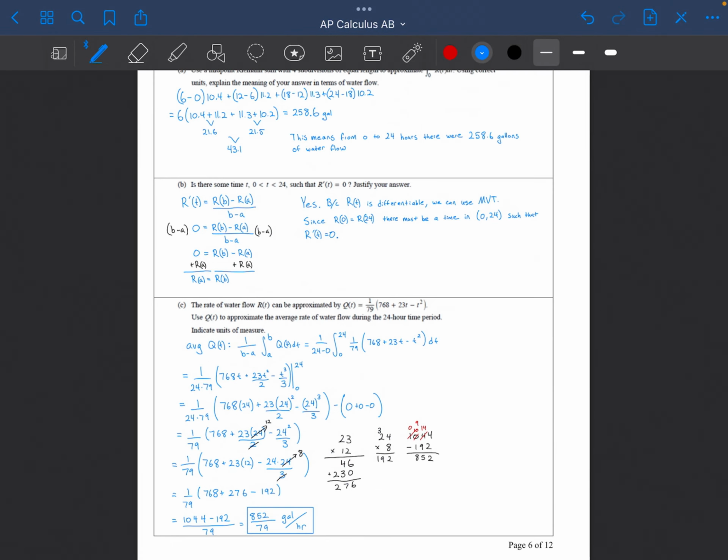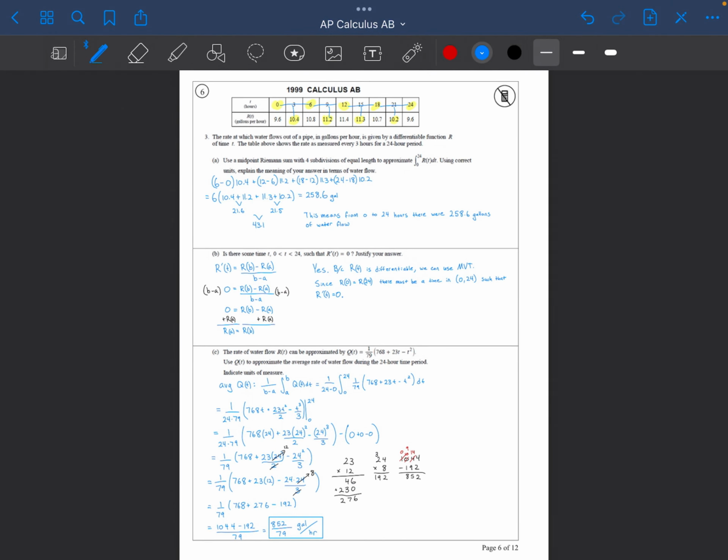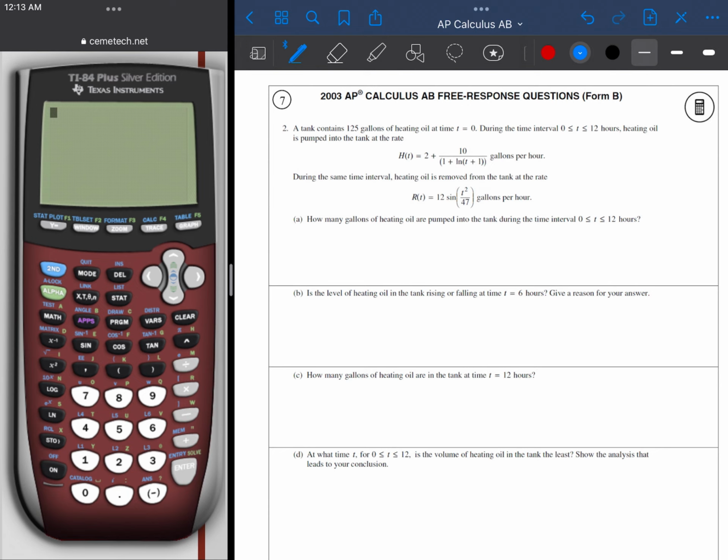We finally have our calculator question, and the first thing that I notice is that I'm given two equations for rates, one for positive, one for negative. It doesn't even matter which one is which, but you want to plug them both into the calculator. So be careful with your parentheses, especially when you have these big fractions. So plus 10 divided by, okay, now that I've hit the divide by, I'm going to put my parentheses, make sure everything stays on the bottom. 1 plus natural log of t plus 1, and parentheses.